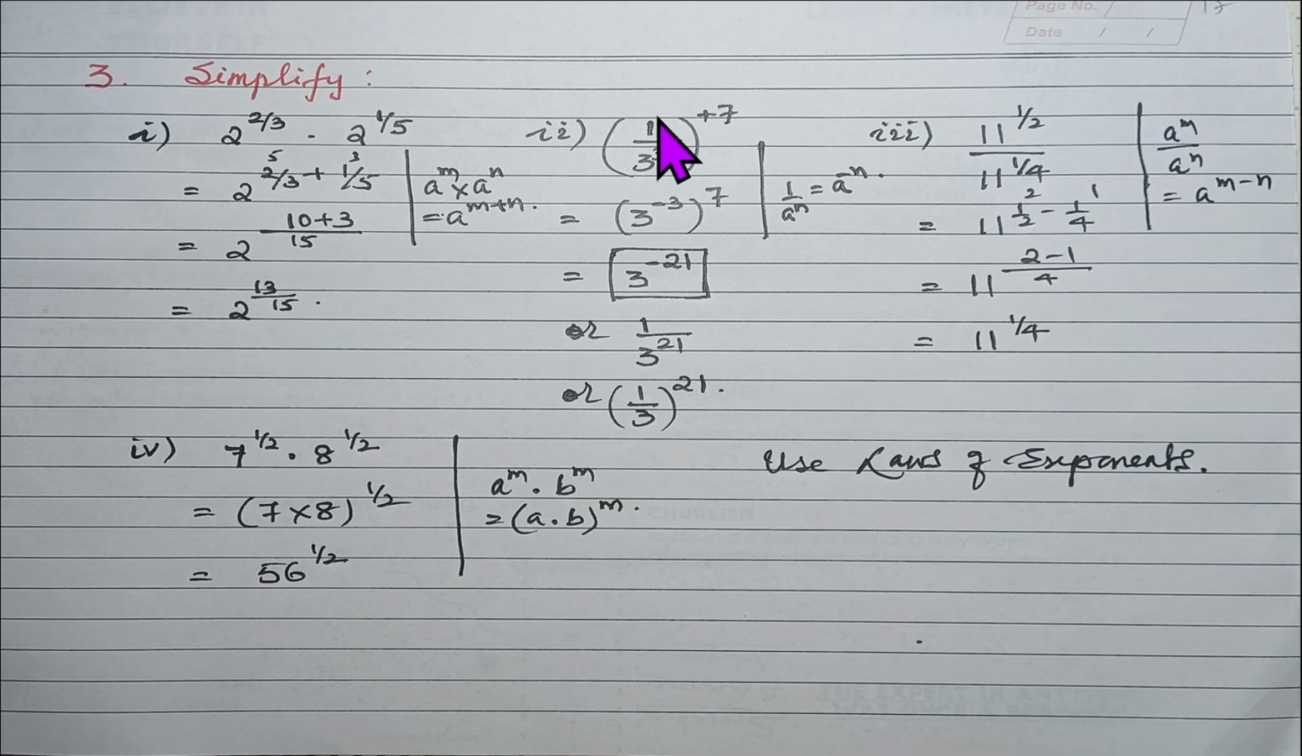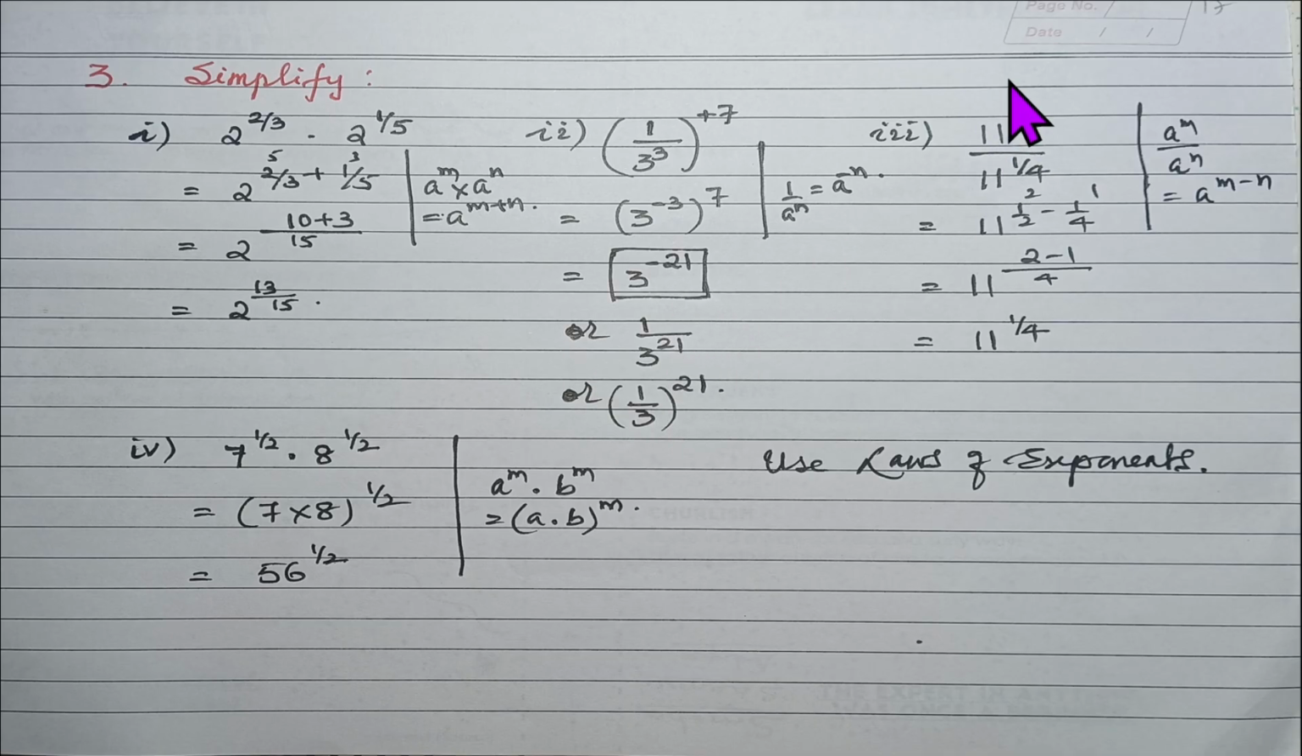Coming to the next example, 1 by 3 cube raised to 7. So 1 by 3 cube can be written as 3 raised to minus 3, because 1 by a raised to n is a raised to minus n, again the laws of exponents. So 7 3s are 21, 3 raised to minus 21 is the answer. If you want, you can write it in this manner also.